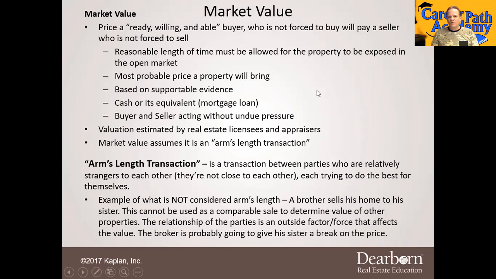Got to get the kids, got to move for my job. I got to get the kids enrolled in a new school. Got to sell because I'm in danger of foreclosure. You know, when both parties are selling on their own and there's no outside pressures on them that would affect the normal sale process and valuation, that would be market value. You got to factor that into it as well.